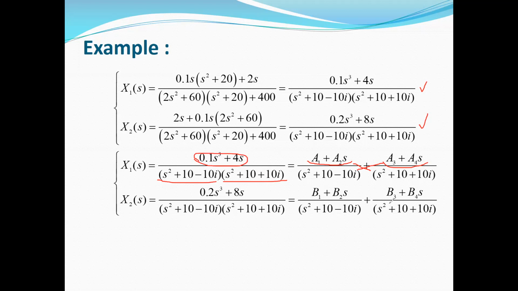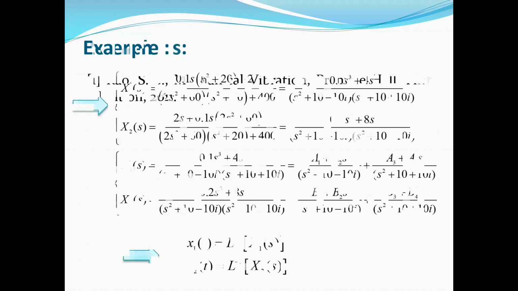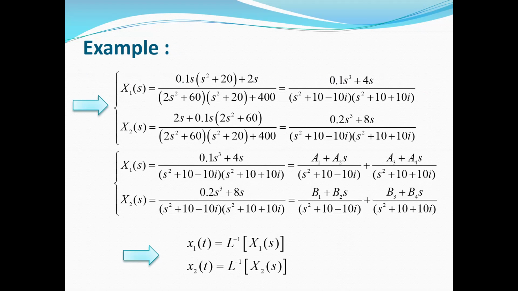And for x2 we have the same procedure, and we can obtain a1 to a4 with 4 algebraic equations and 4 unknowns. And finally, x1 and x2 can be obtained from the inverse Laplace, using the table to obtain the response in time domain. Okay, any question from these examples?